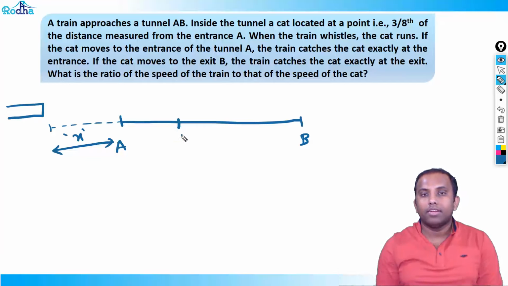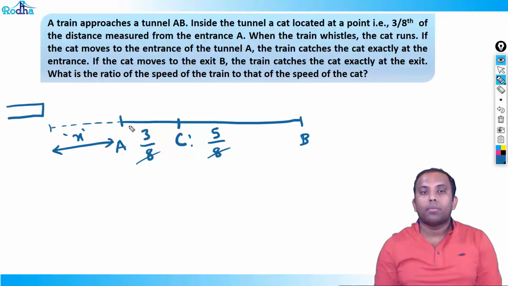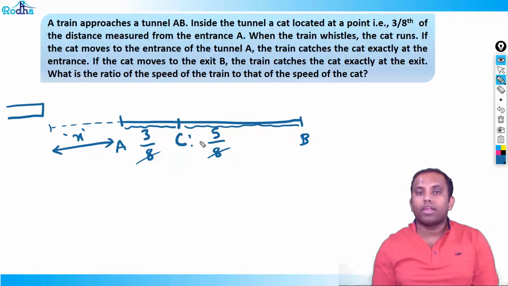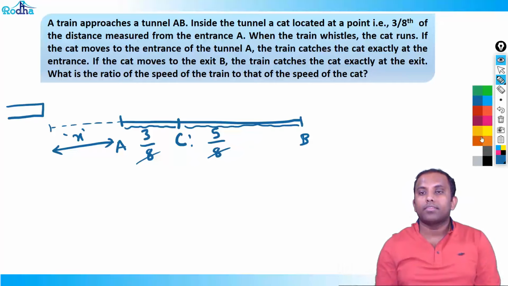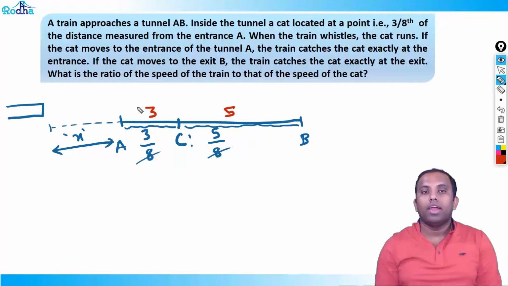That means the cat is here at this point, and this is 3/8 of the length. So the other side is how much? It is 5/8. So what is the ratio of this side? 3:5. That means this side is taken to be 3 units and this side 5 units, and the total length is supposed to be 8 units.